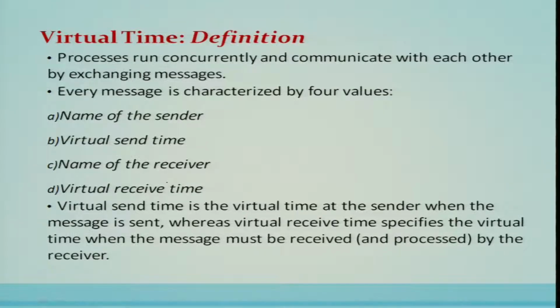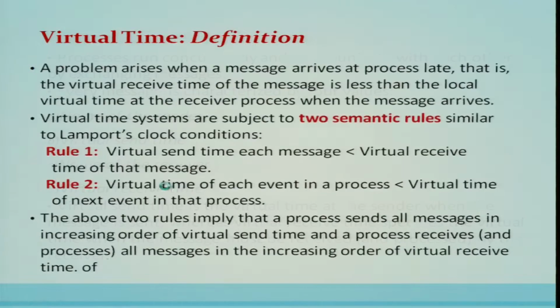Every message is characterized by 4 values in virtual time: the name of the sender, the virtual send time, the name of the receiver, and the virtual receive time. Now, virtual send time is the virtual time of the sender when the message is sent, whereas virtual receive time specifies the virtual time when the message must be received by the receiver.